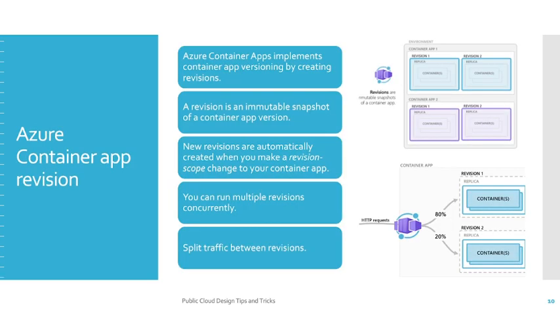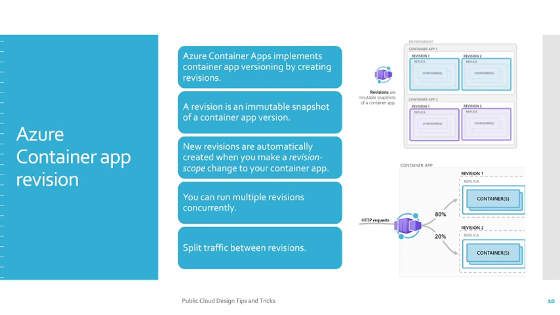Now the last topic, Azure Container Apps revision. So this is the main crucial point. Let's focus here. Container Apps revision is the implementation of app versioning by creating revisions. So each time you are creating a new version of the app, it will be treated as a new revision in the Container Apps concept. A revision is an immutable snapshot of your container app version, with new revisions automatically created when you make a revision-scope change to your container apps. Each time you are creating an application or deploying it, a new revision will be created automatically.